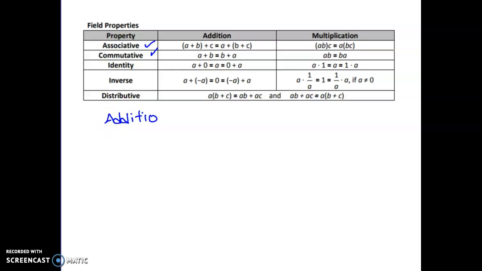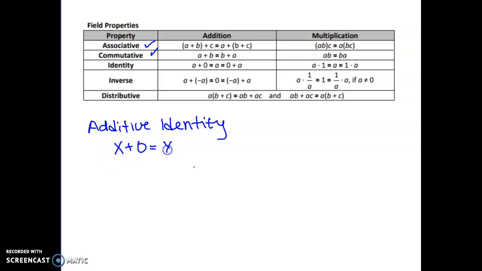Okay, the addition property, or I like to call it the additive identity. It just says that if you add 0 to anything, you're going to get the same number. So if I took x and I added 0, I would get x.